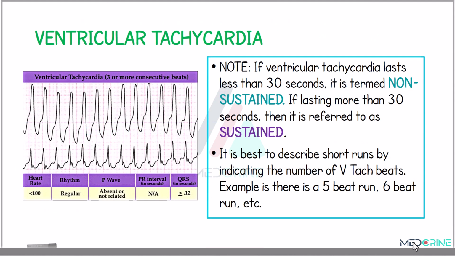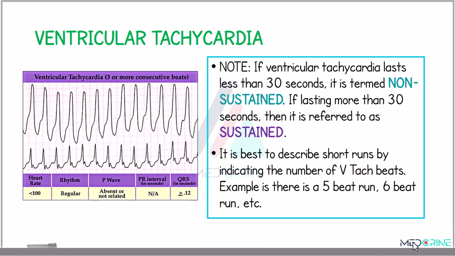Ventricular tachycardia lasts less than 30 seconds or more than 30 seconds. If it lasts less than 30 seconds, we call it a non-sustained ventricular tachycardia. And on the other hand, if it lasts more than 30 seconds, we refer to it as a sustained ventricular tachycardia. Ventricular tachycardia is best described by indicating the number of VTachs that appear on an ECG or such.